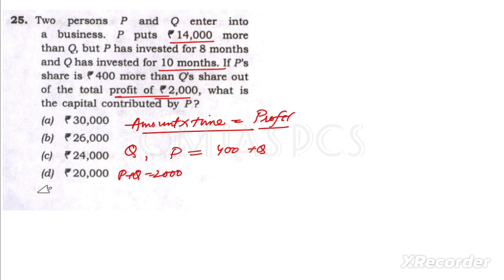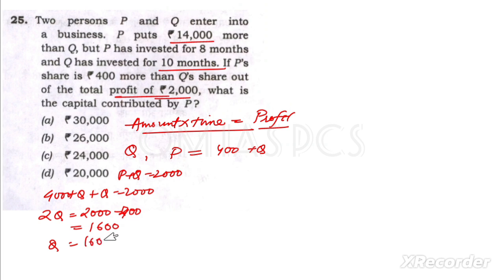So here P is equal to 400 plus Q, and 400 plus Q plus Q is equal to 2000. Just solve this one. 2Q is equal to 2000 minus 400, so that is 1600. So Q is equal to 1600 divided by 2, and that is 800. So Q is equal to 800. What is the value of P? P is equal to 1200.